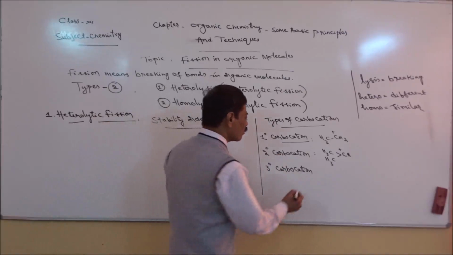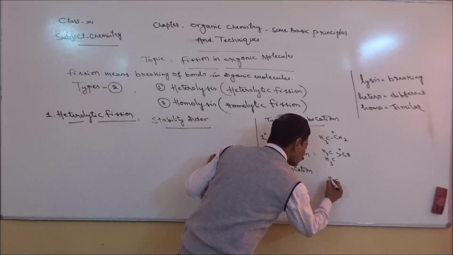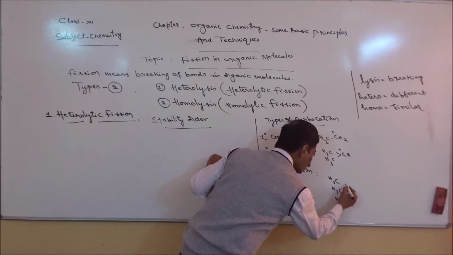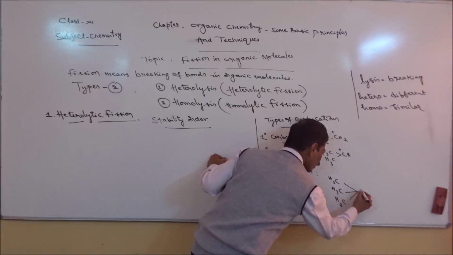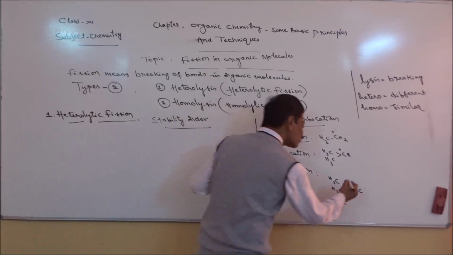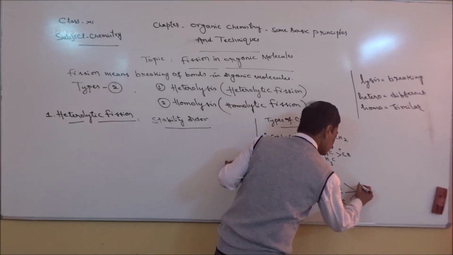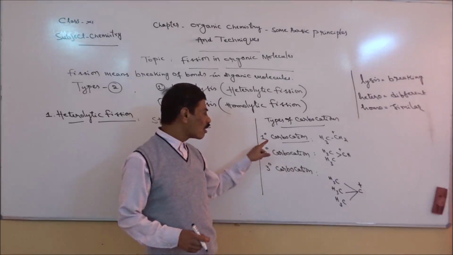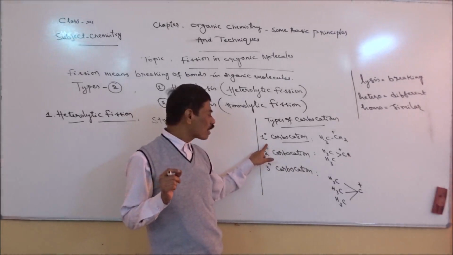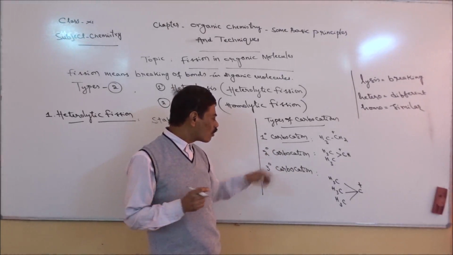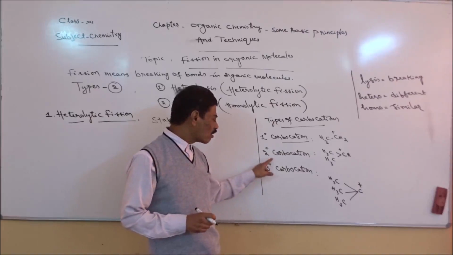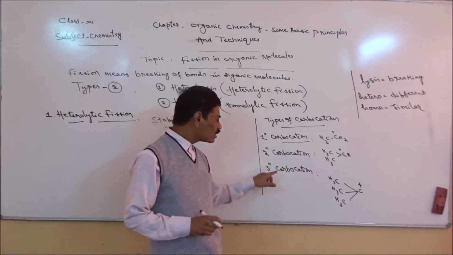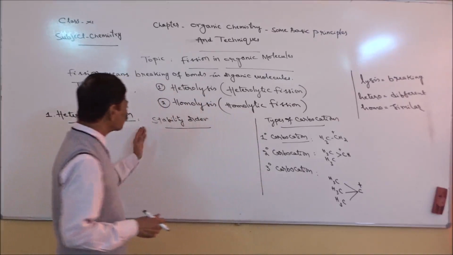Next, 3-naught carbocation means, in this case, 3 methyl groups are connected to one carbon atom which has positive charge. In this way. So this is 3-naught carbocation. 1-naught carbocation means primary carbocation. 2-naught carbocation means secondary carbocation. 3-naught carbocation means tertiary. Ter means 3. Tertiary carbocation.